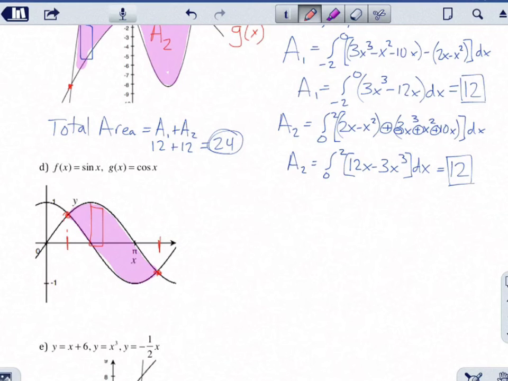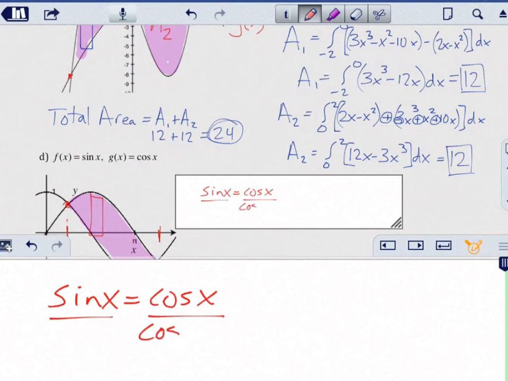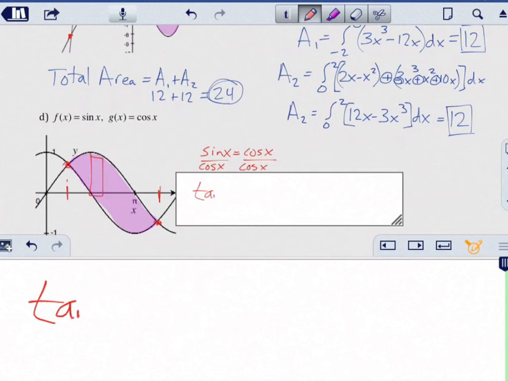And so what we need to do is let sine x equal cosine x. One way you can think about solving this is we can divide both sides by cosine x. Kind of a little trick there. And what happens then is sine x over cosine x becomes tangent x, and we want to know where this equals 1. Okay? On the interval shown, tangent x equals 1 at pi over 4 and 5 pi over 4.